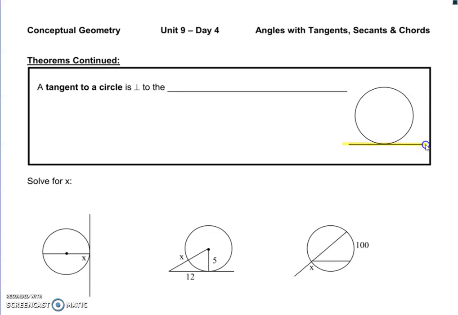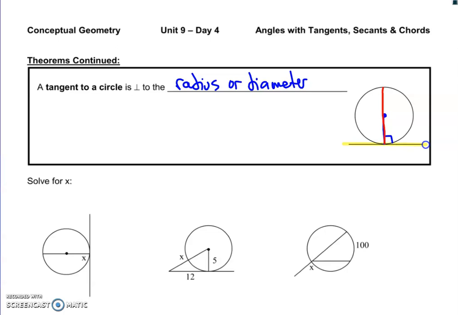And the theorem is that it's perpendicular to the radius or diameter. So if you draw a radius from the center to that point, that's a right angle. Now it could also be a diameter. The diameter would just go all the way across the circle to the other side. So either one of those will be perpendicular to that tangent. And that's it. It's pretty easy.